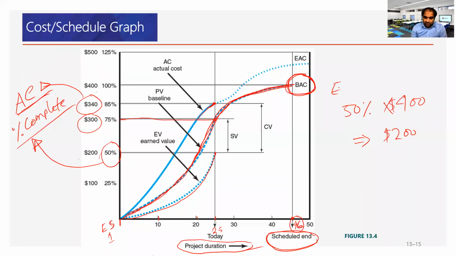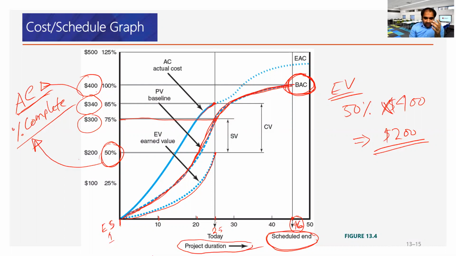If it is 50%, then what is the earned value? Earned value, EV, is simple: 50% multiplied by the total budget. This is BAC, the budget at completion, 400. We completed 50%, and that gives the earned value. That means we earned $200 value of work so far. So earned value is $200 at the end of day 25. Alrighty. Then is it good or bad?